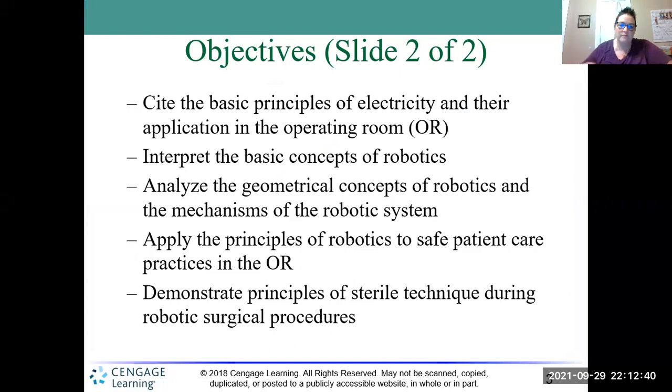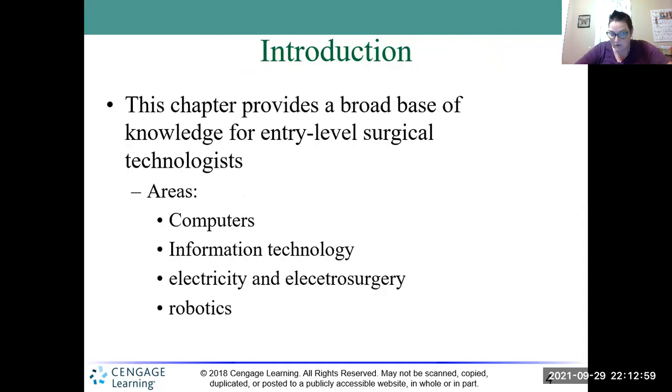in the operating room, interpret basic concepts of robotics as they're getting more and more popular, analyzing the geometrical concepts of robotics and the mechanisms of the robotic system. Apply the principles of robotics to safe patient care practices in the OR, demonstrate principles of sterile technique during robotic surgical procedures. So let's jump right in.